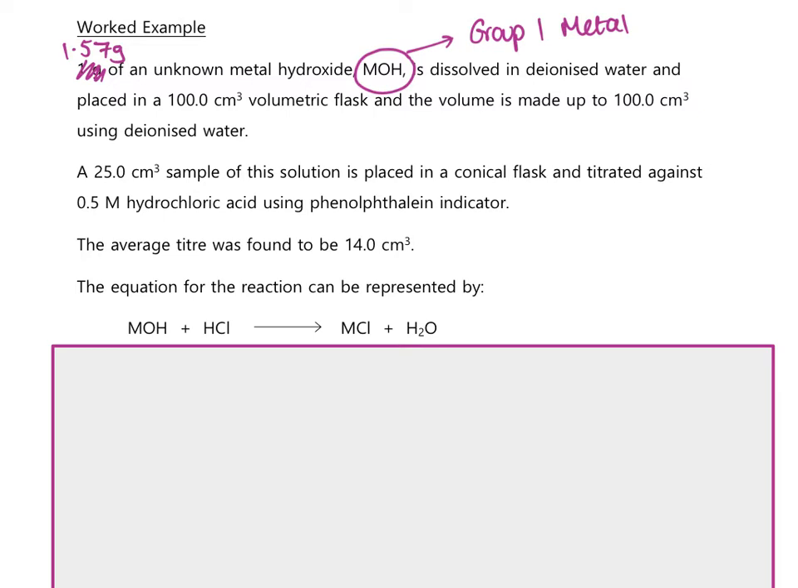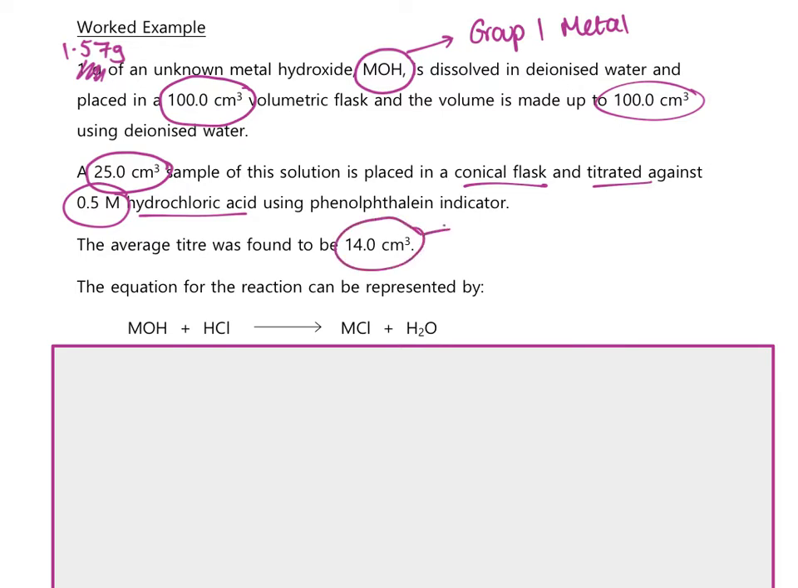So we start with 1.57 grams of our solid metal hydroxide and we dissolve it in water to make a solution of it, and it's placed in a 100 centimetres cubed volumetric flask and the volume made up to 100 centimetres cubed. So we know that we have 1.57 grams in 100 centimetres cubed of solution. What we then do is take a 25 centimetres cubed sample of this solution and put it into your conical flask. That's what you're going to use for your titration. That is titrated against 0.5 molar HCl using phenolphthalein indicator. The average titre was found to be 14 centimetres cubed of your HCl. And then you're given the equation for the titration reaction.